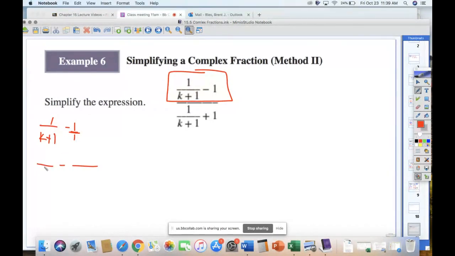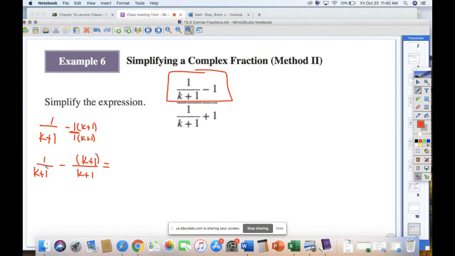Common denominator between k plus 1 and 1 is k plus 1. So that means this fraction doesn't actually change. There wasn't any change in the first one. The second one, to go from 1 to k plus 1, I must have taken it times k plus 1. So I better do that up top here. And I get parentheses k plus 1. And the parentheses are very important. Very important to have these parentheses because this minus 1, this minus gets distributed.